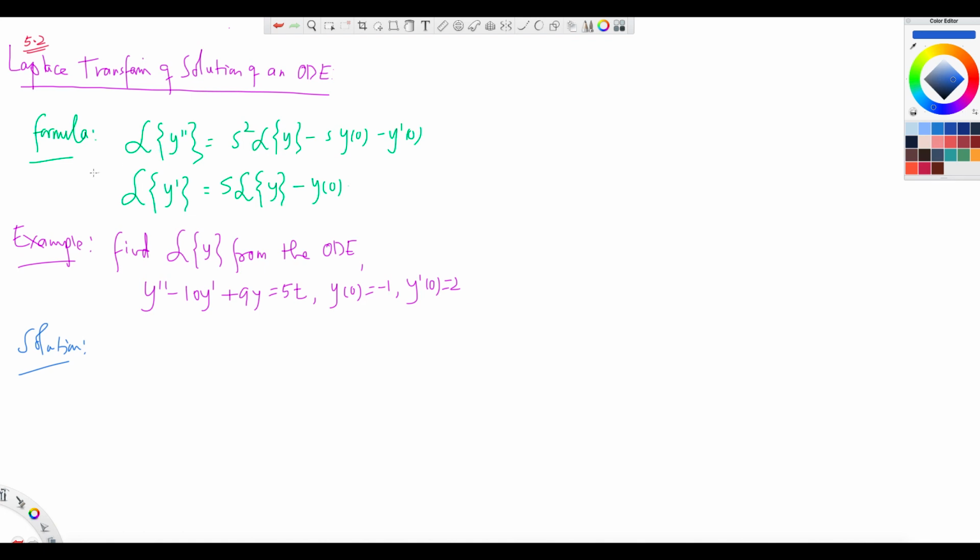Remember the formula from the last video? The Laplace transform of the second derivative is equal to s squared times the Laplace transform of y, minus s times y at 0, minus y prime at 0. And what is the Laplace transform of the first derivative of y? That is s times the Laplace transform of y minus y at 0.